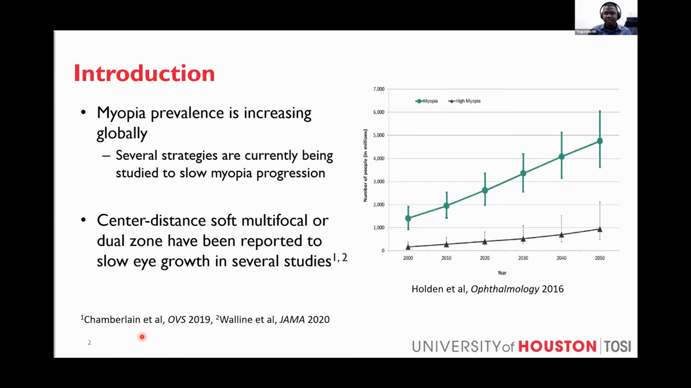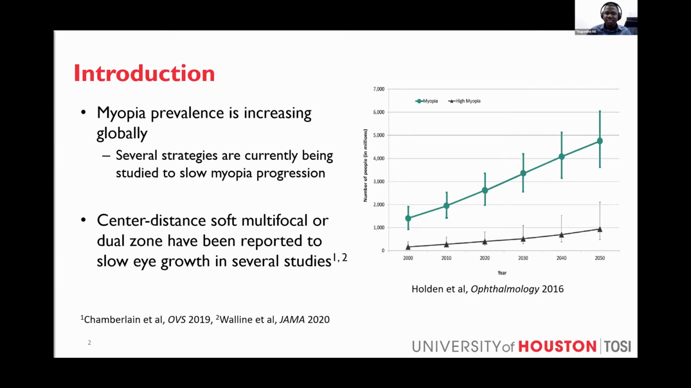So as the first speaker mentioned, the prevalence of myopia is increasing globally. In this graph from a 2016 paper, it's expected that if current trends continue, about half of the world's population will be myopic by 2050. This is a problem because apart from the reduction in vision that myopia causes, it also increases the odds of other vision-threatening comorbidities such as glaucoma, cataract, and myopic macular degeneration.